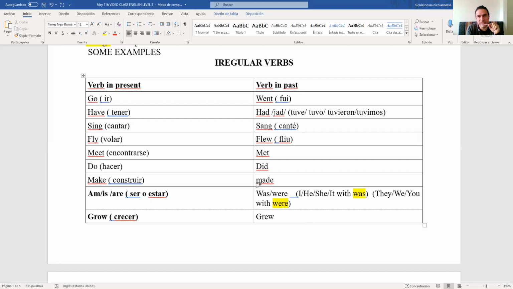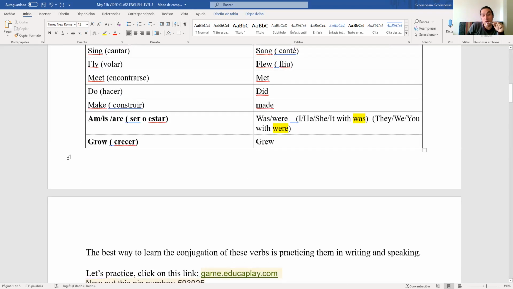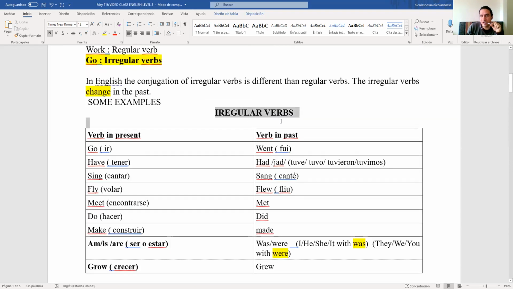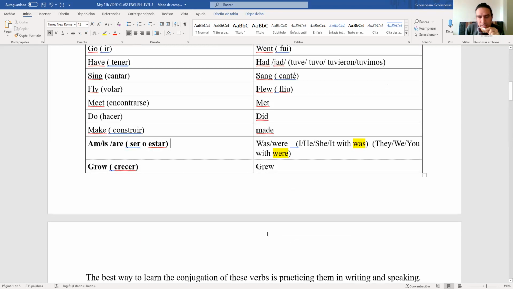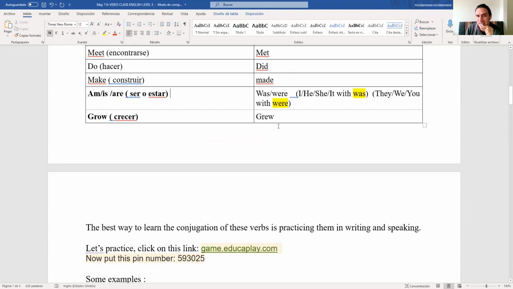¿Listo? Ser o estar. Yo soy, yo estoy, ¿ok? Right? Other verb, el verbo crecer, grow, in past is grew. El verbo to be es irregular, como se dan cuenta, ¿listo? Es un verbo irregular, por eso lo vemos aquí en los irregulares y no en los regulares, ¿ok? Listo, muy bien. Entonces esto es practicando. Practice. Nos toca practicar los verbos, check the verbs.